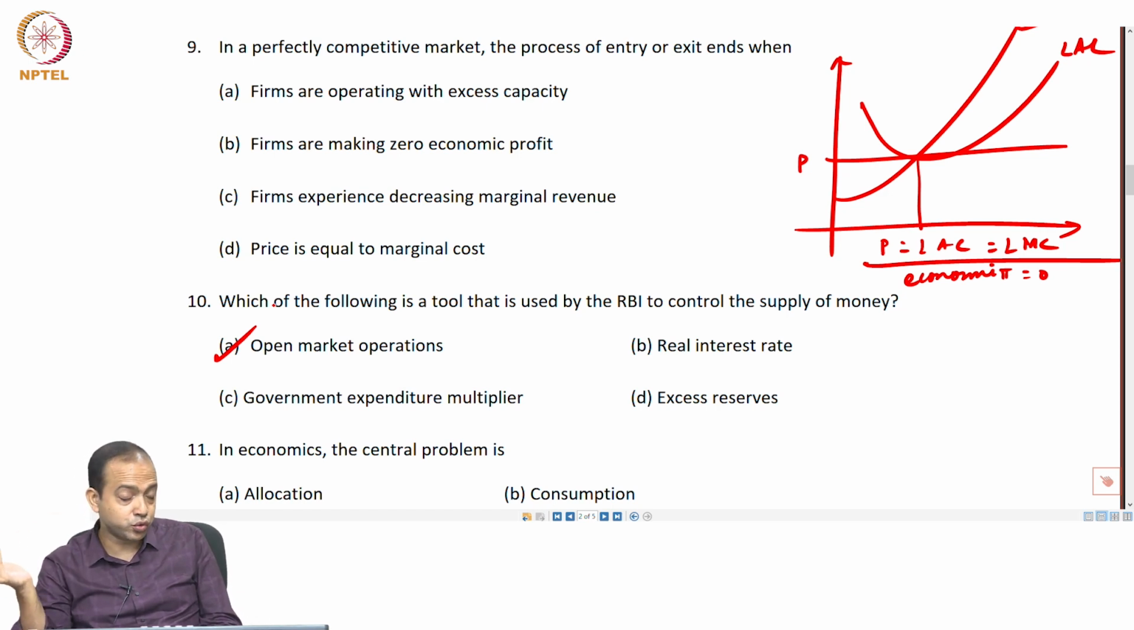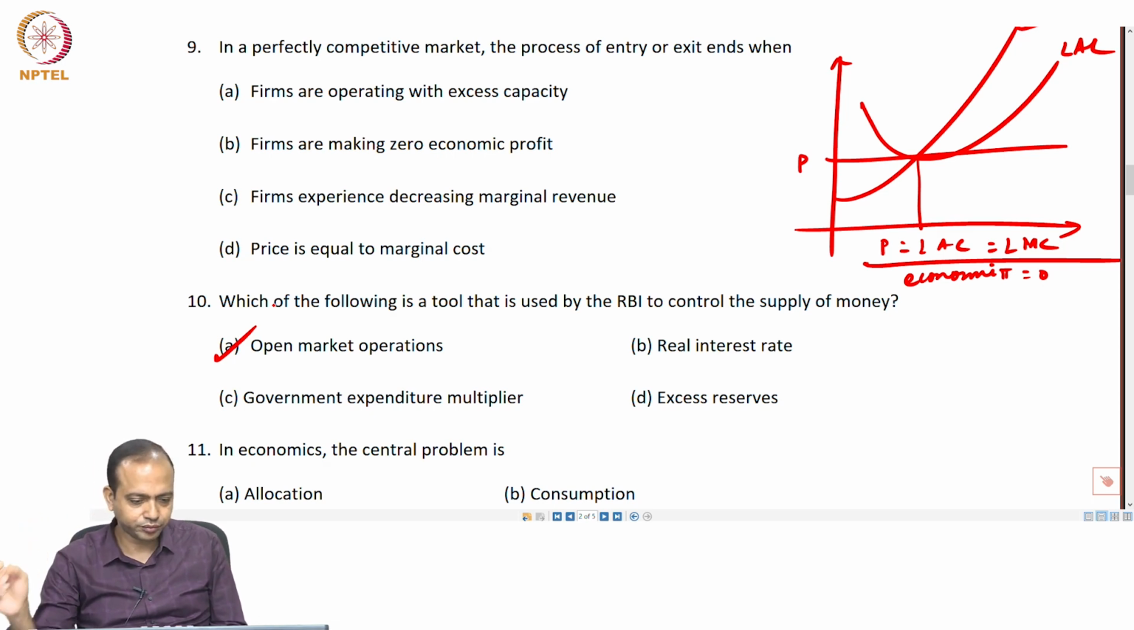If RBI wants to reduce money supply, then RBI should sell more government bonds. Consumers will buy those bonds against money. So, money will flow from the public or individuals to the RBI.